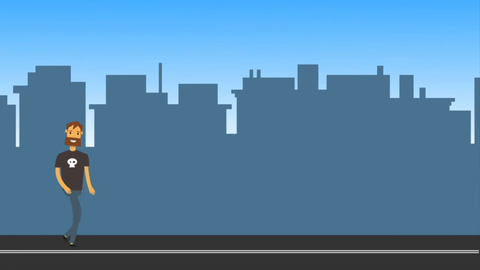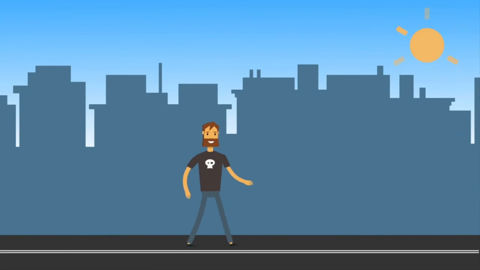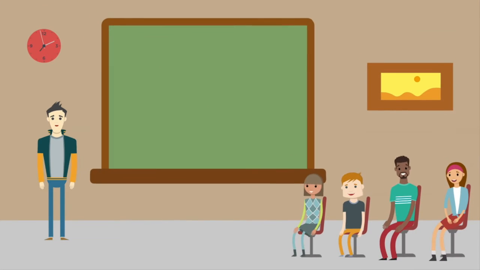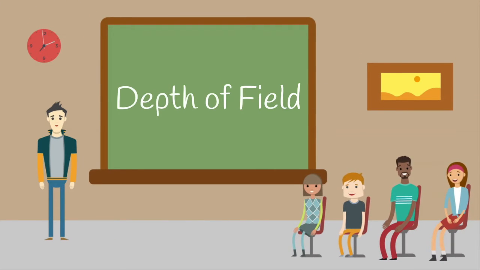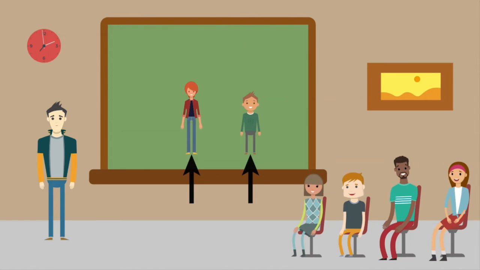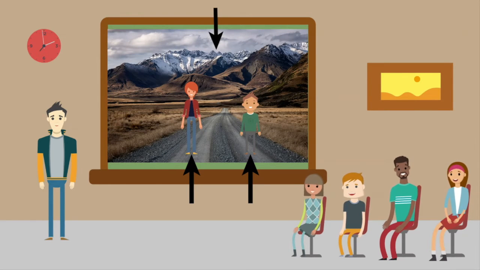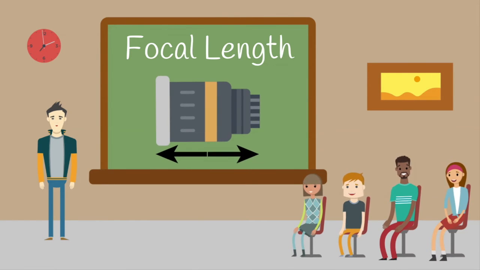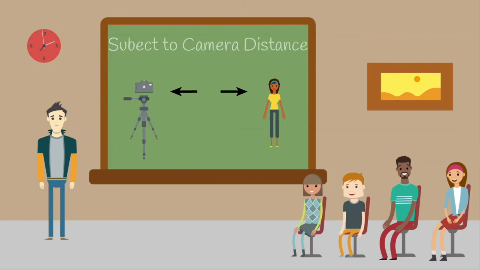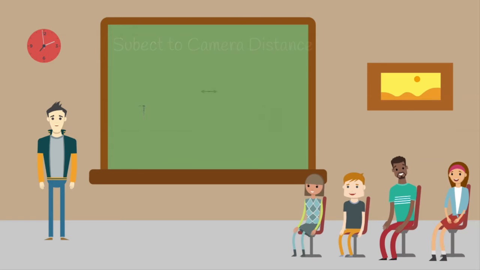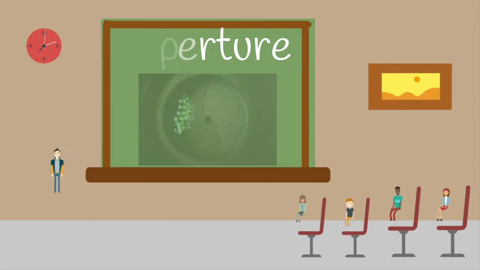So we already know that the aperture can control the amount of light entering the camera, but what else does it do? Another effect that the aperture controls is called the depth of field. Depth of field is basically how much of the photograph is in focus from the front to the back. Do note that depth of field is also controlled by two other factors, which are the focal length of the lens and the distance of the subject to the camera. However, for this video, we will focus on how aperture affects the depth of field.